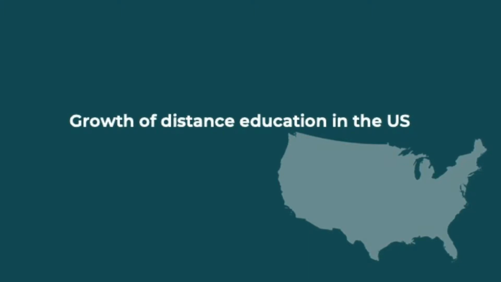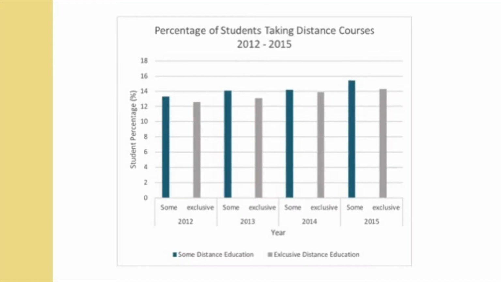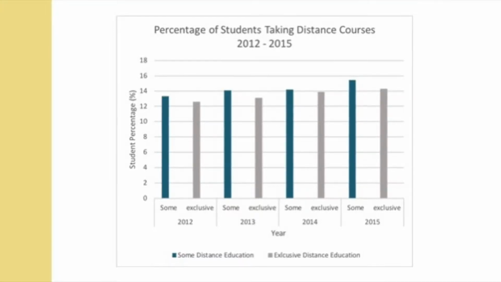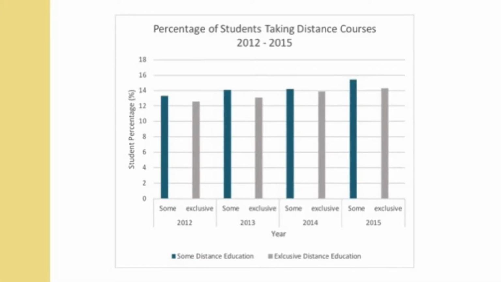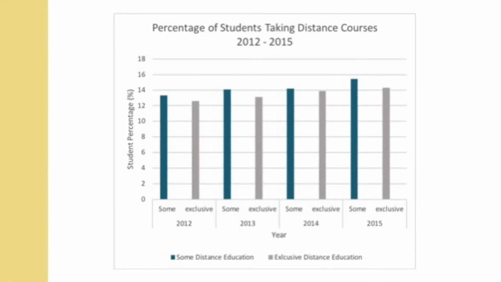Let's take a look at how distance education and technology use in the classroom has grown in the United States. Studies continue to develop and data continues to be collected to understand how technology has evolved and will continue to evolve over the years in higher education. This graph shows the percentage of students that were taking distance courses from 2012 to 2015 in the United States. It represents students that were taking exclusively distance and some distance courses.